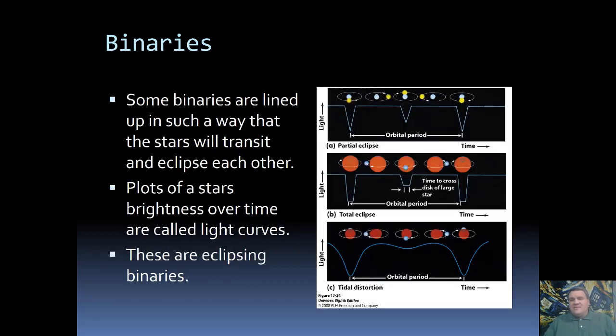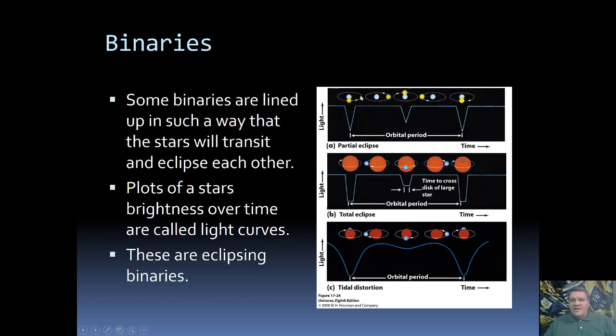Now, some binaries are in just the right orientation so that as they orbit around each other, one star crosses in front of the other. These are known as eclipsing binaries, and we can actually tell that there are two stars there based on what we call the light curve. Okay, so these are examples of light curves. Up and down on the axis, we have the total brightness of the object, and then as we go left to right, we're increasing in time.